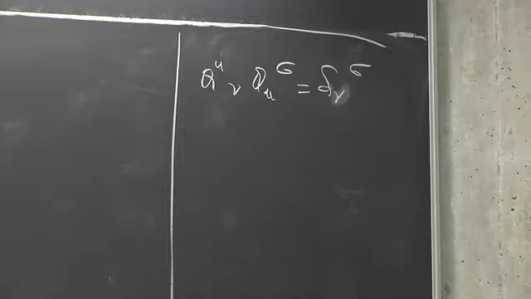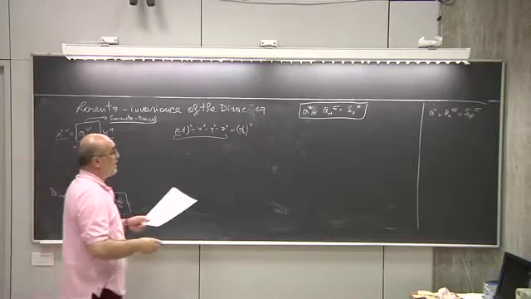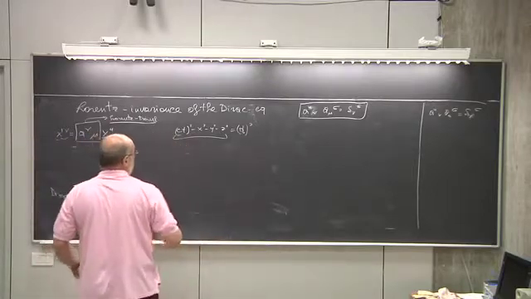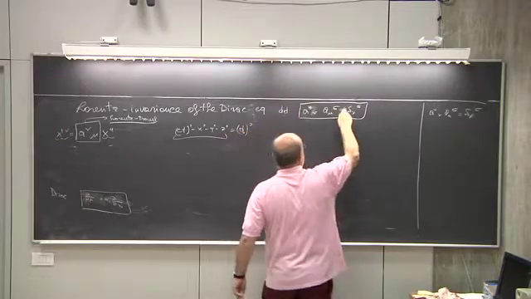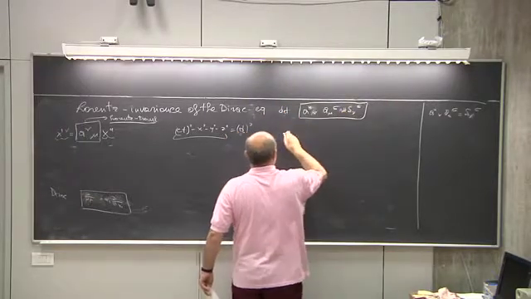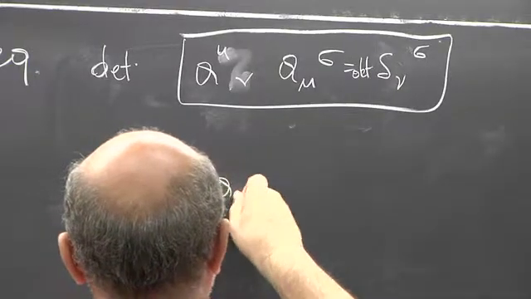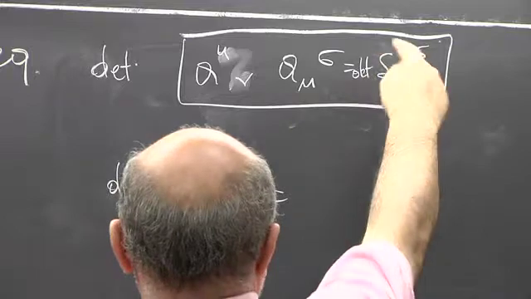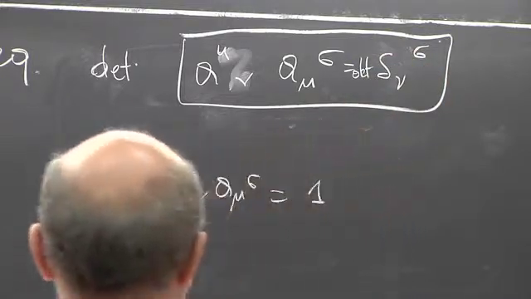Now, another thing that we can do is the following. We can take the determinant of that relation. Let's take the determinant on the left and on the right. Then what we get is that the determinant of A mu nu A mu sigma is equal to this, but this is 1. So this is another thing that we get.